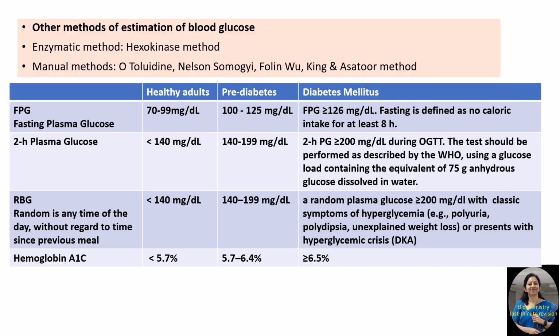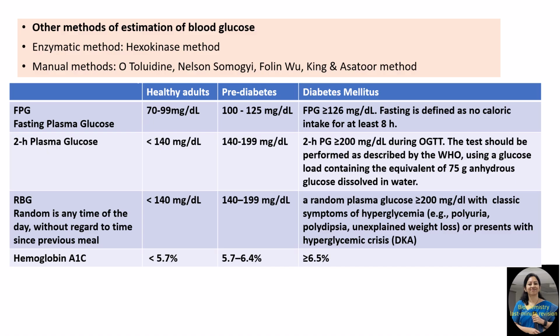Coming to 2-hour plasma glucose. WHO states that after the fasting sample collection, the patient should be given 75 gram of anhydrous glucose dissolved in clean water, and the patient drinks it orally. Then 2 hours later, blood glucose is again estimated by the GOD-POD method. If the blood glucose is less than 140 milligram per deciliter, the person is considered healthy or normal. If the value is more than 200 milligram per deciliter, then a diagnosis of diabetes mellitus is made. If the value lies between 140 and 199 milligram per deciliter, it indicates pre-diabetes or impaired glucose tolerance.